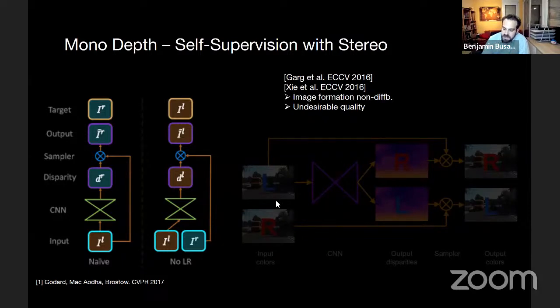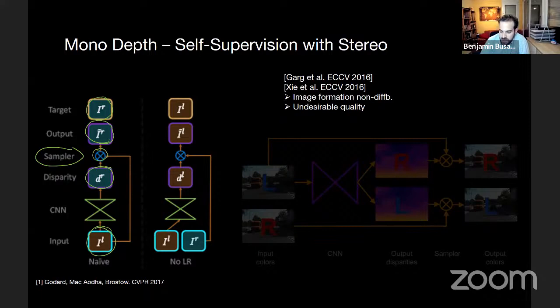So the first ones that looked into this were actually Garg et al. and also Shi et al. at ECCV 2016, where they started with a left image again, and they were after getting the depth for the left image, and then had again an autoencoder and estimated the disparity on the right image, which they then could sample with pixels from the left and then compare to an actual right image, such that they can formulate a loss between left and right image. Unfortunately, in the first trials to do so, they used an image formation module, especially the sampler here, which was non-differentiable. And while they could show first results, the quality was not as good as it could be.